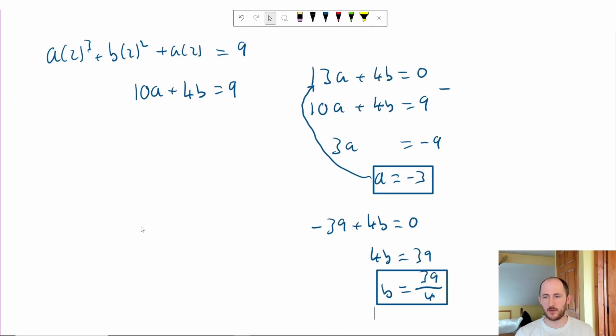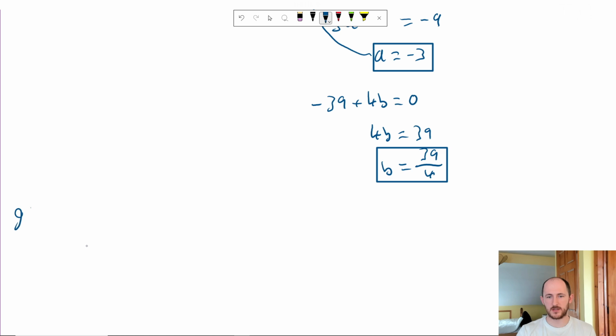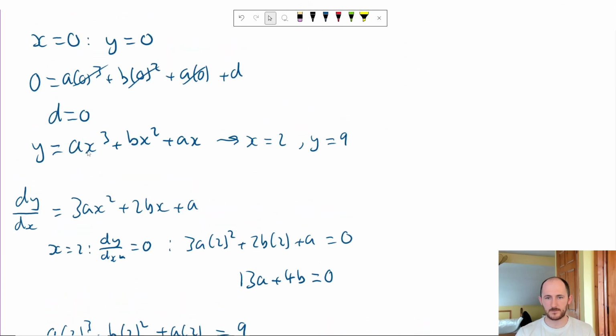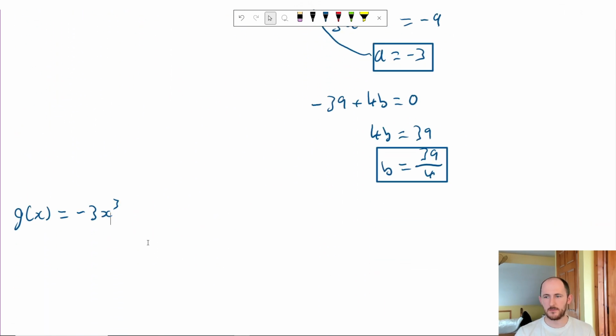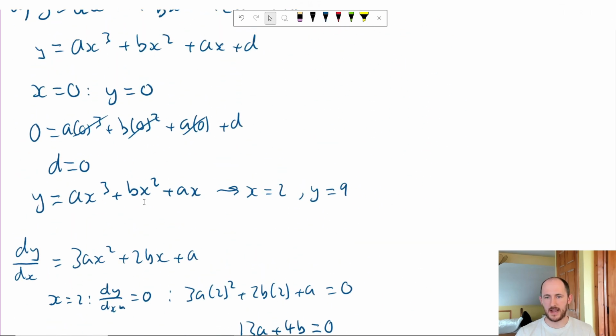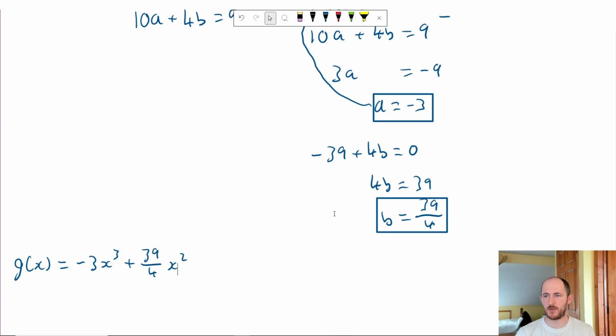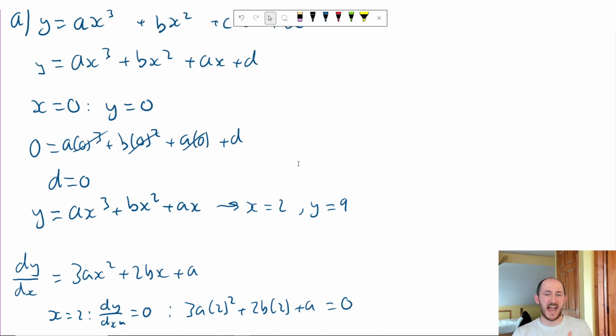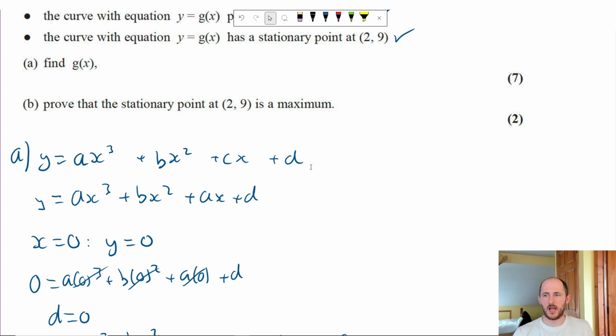Find g of x, and now we're going to sub in all of our values. So g of x equals, there was minus 3x cubed, because remember we worked out what a is. This is our equation here. Plus b, so it's plus 39 over 4, x squared. And then we have plus ax, so it's minus 3x. Job done. For 7 marks is actually not that bad, all things considered.